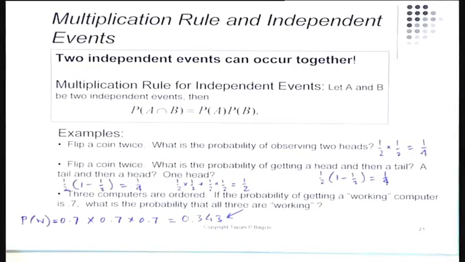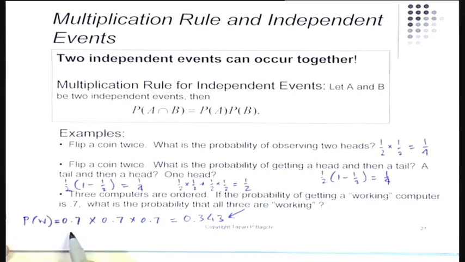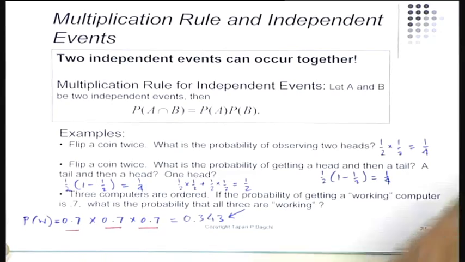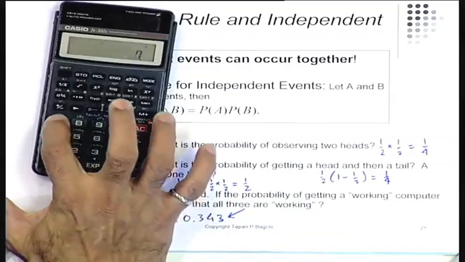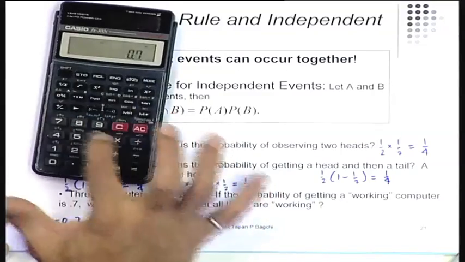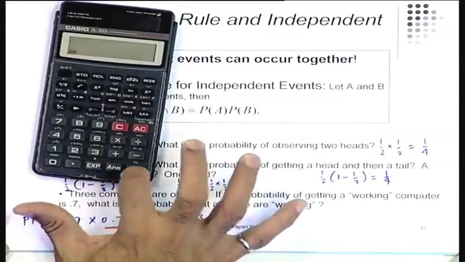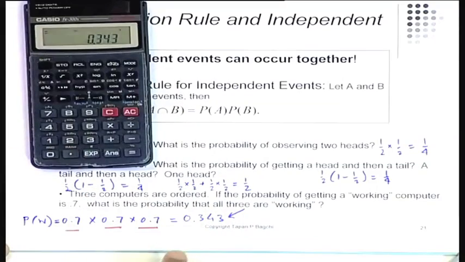I've got 0.7 for the first computer to be working, 0.7 for the second computer to be working, and 0.7 for the third computer to be working. And if I put my calculator here, I do 0.7 multiplied by 0.7 multiplied by 0.7 equal to, that's 0.343. That's what I get in the answer there.